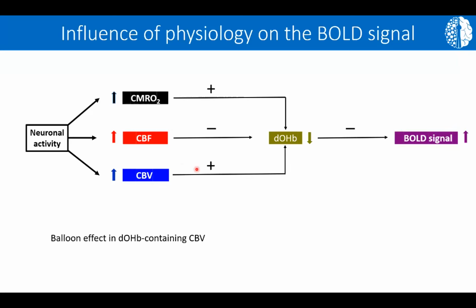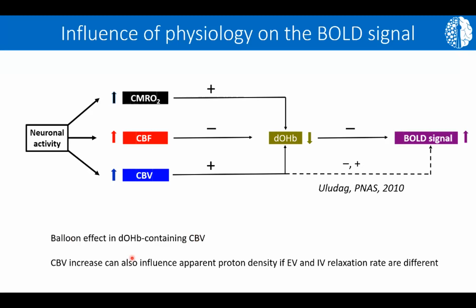Finally, we have the effect of blood volume. Blood volume increases oxygenated hemoglobin and deoxygenated hemoglobin, because there's just more blood. And this leads to an increase in deoxygenated hemoglobin. However, the effect of blood flow is stronger than the effect of oxygen metabolism and blood volume, and therefore the total amount of deoxygenated hemoglobin goes down, and we have a bold signal increase. And this is described by the so-called balloon model.